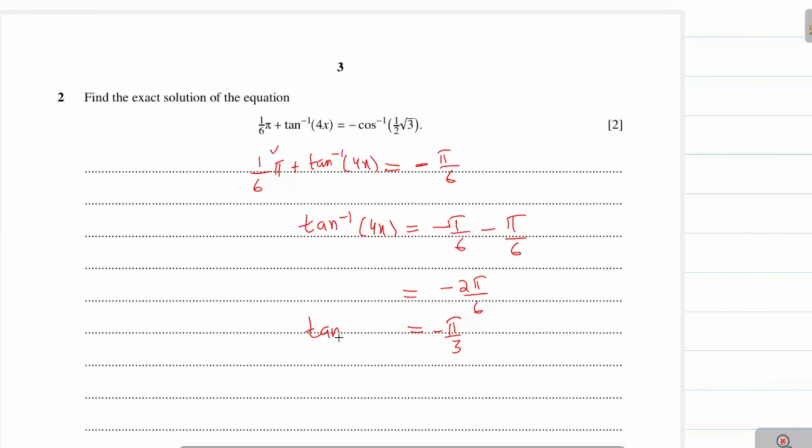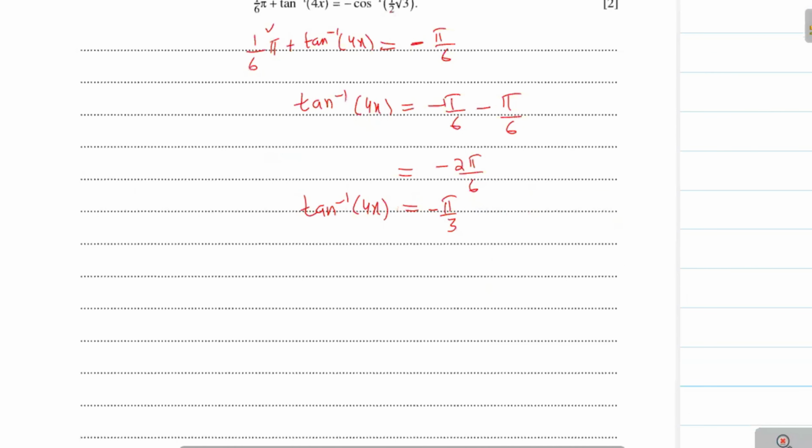Therefore, tan inverse 4x equal to minus pi over 3. Now we can write this 4x will be equal to tan minus pi over 3. We calculate the tan minus pi over 3. This value is equal to minus square root of 3. Therefore, 4x equal to minus square root of 3 and we can write it as x equal to minus square root 3 over 4, and this is the answer.